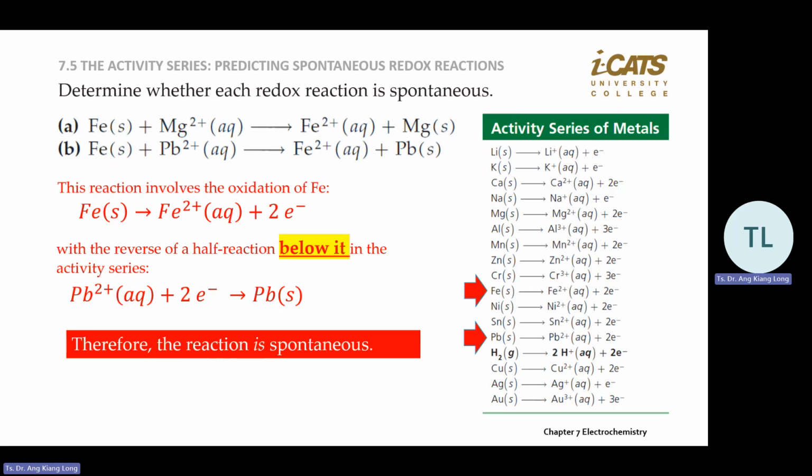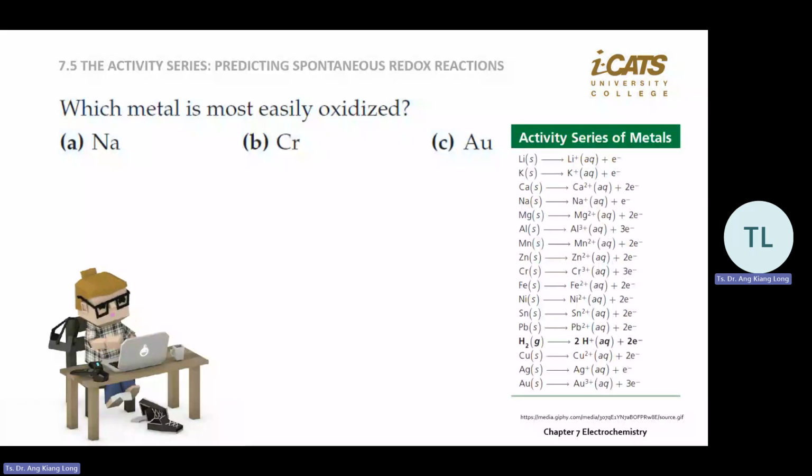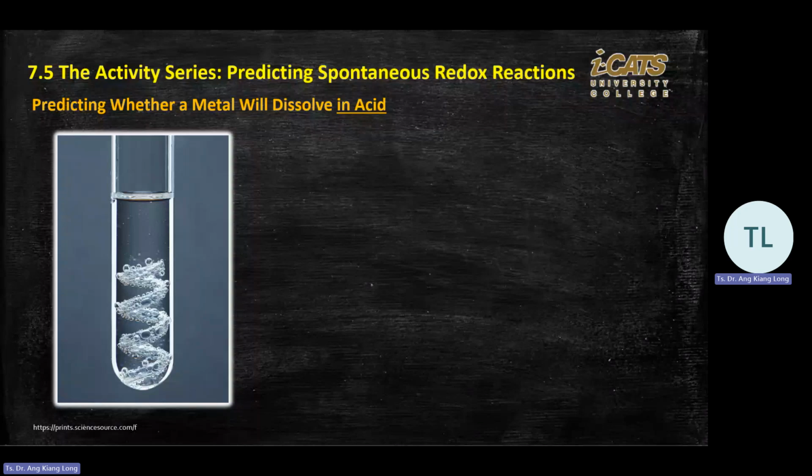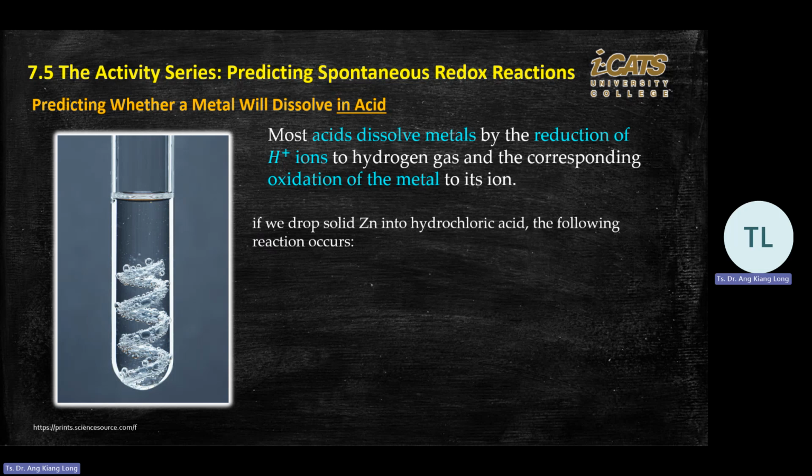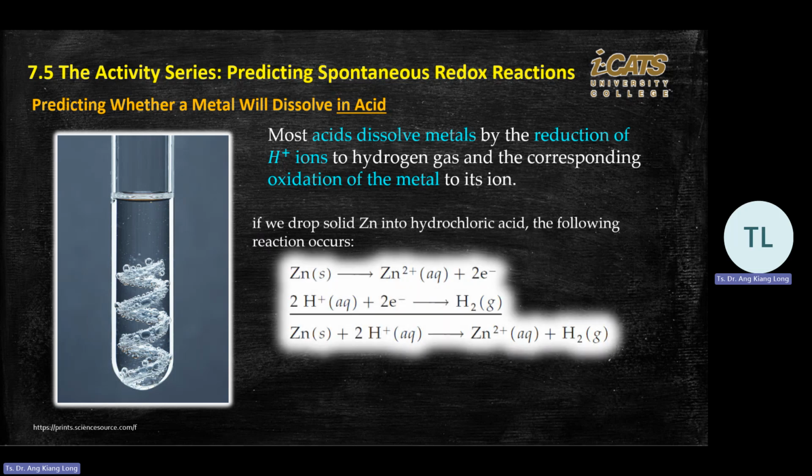Okay, this one is in your labs, whether it can dissolve or not. Basically, if it's in acid, you see whether there is H plus or not. Acid dissolves metal by reduction of H plus ion to hydrogen. H plus receives electron, combines with OH, you get water. Right. So this one you read.